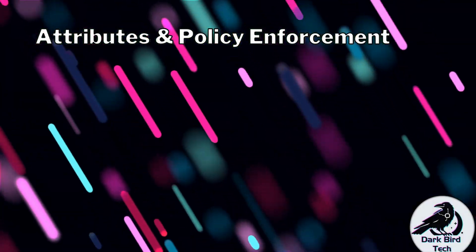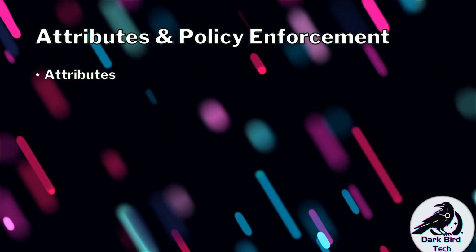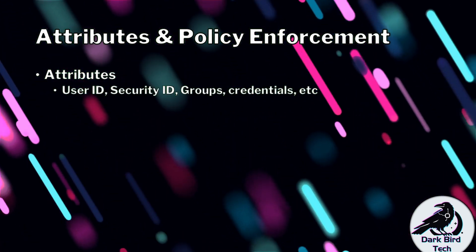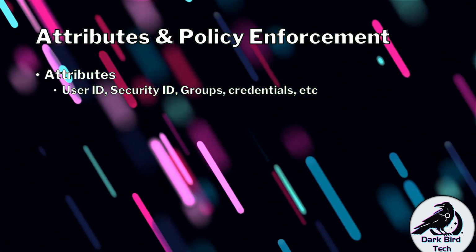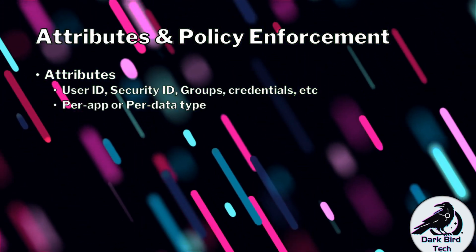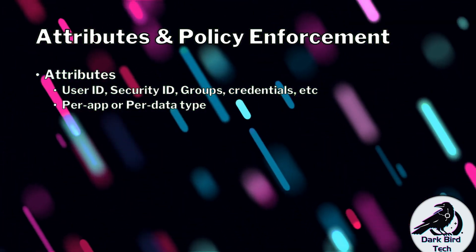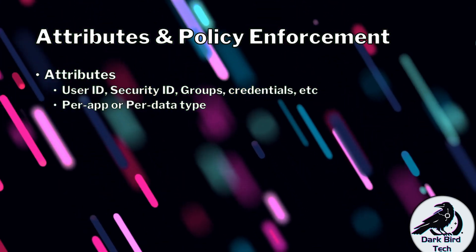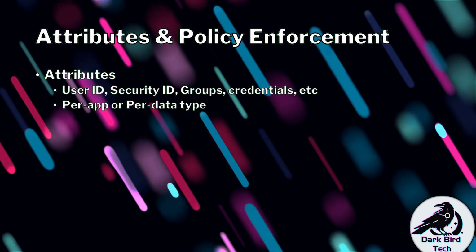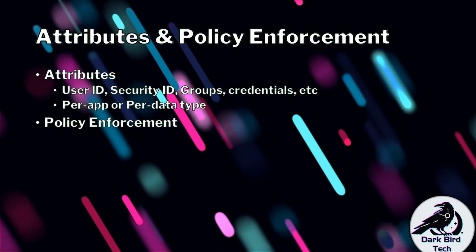Now, let's talk about attributes and policy enforcement. So, what attributes could we look at for ABAC and other similar access control mechanisms? Well, user ID, security IDs, group IDs, credentials, etc. We could also look at applications and data types as attributes. Pretty much any uniquely identifiable thing within an organization's IT systems could be considered an attribute. Then we can combine those attributes together, create some policies, and enforce them.